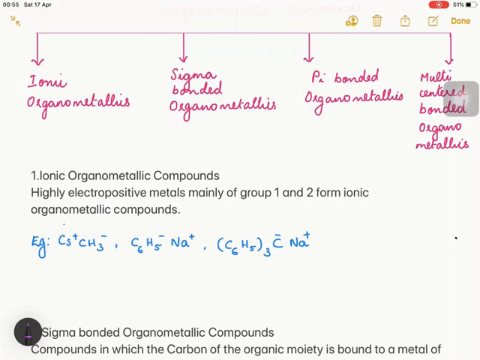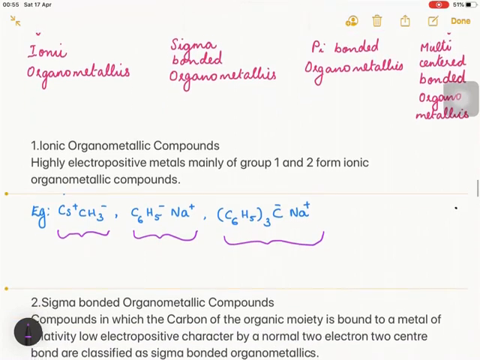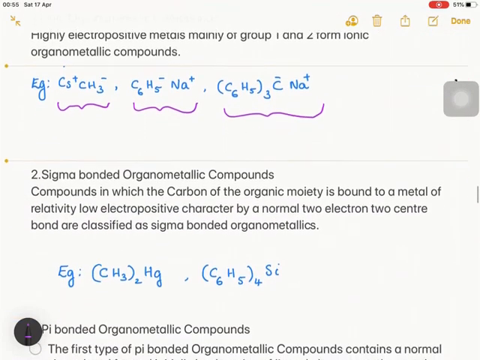From the name itself, we can say that such type of organometallic compounds will be ionic in nature. Highly electropositive metals, mainly of group 1 and 2, form ionic organometallic compounds. Cs+ CH3-, C6H5- Na+, (C6H5)3C- Na+. All these are examples of ionic organometallic compounds.